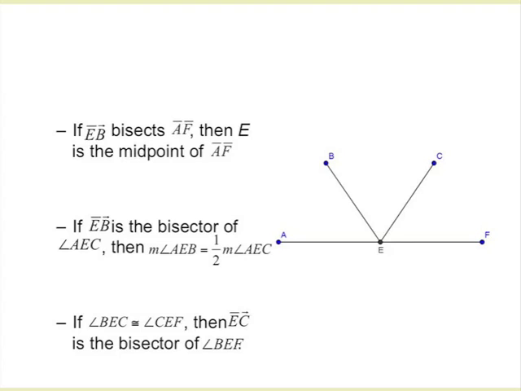The next one says, if EB bisects AF, then E must be the midpoint. So if EB is cutting AF in half, then E must be in the middle of that. This is almost exactly the same thing as the last problem, and it's still going to be our definition of bisect. Definitions work forward or backward. So we talked in lesson 1 about converses. Question 6 and question 7 are pretty much converses of each other. They say the same thing but backwards. Definitions are true forward and backwards.